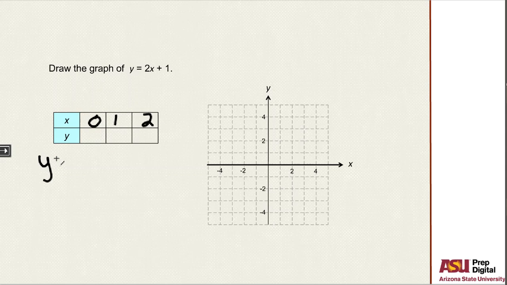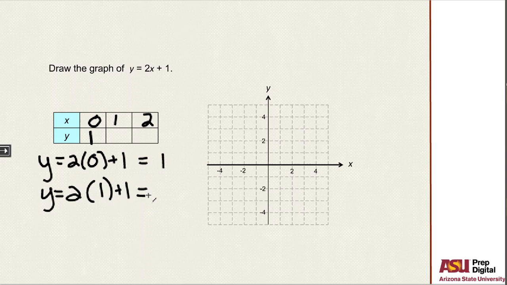So y equals 2 times 0 plus 1. That's just equal to 1, so there's my output. y is equal to 2 times 1 plus 1. That's 2 plus 1, which is 3. And then lastly, y is equal to 2 times 2 plus 1. And this is 4 plus 1, which is 5.